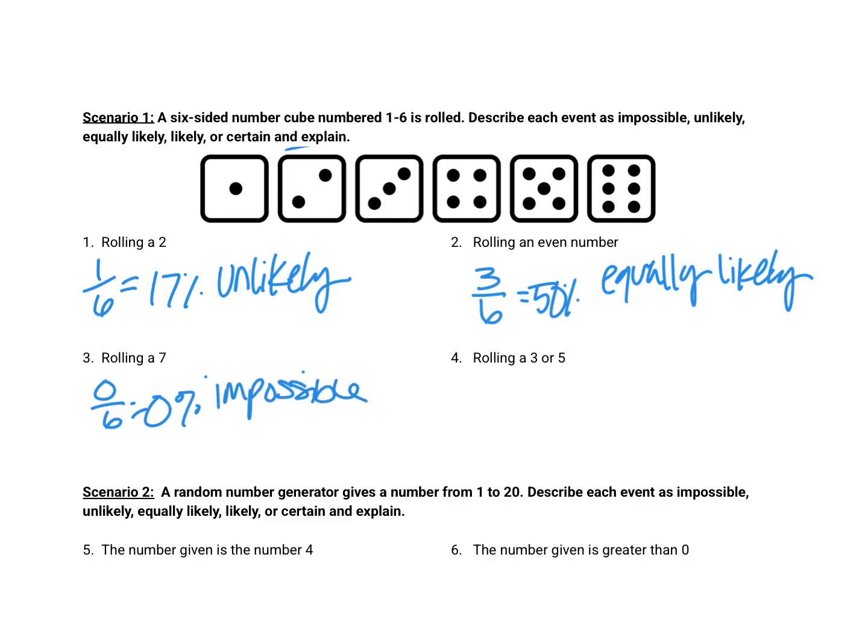And again, if you're explaining, you would just explain that anything that has a probability of 0 means that it's not possible. It's not going to be possible for us to land on a 7 because none of the sides of our dice have a 7 on them.